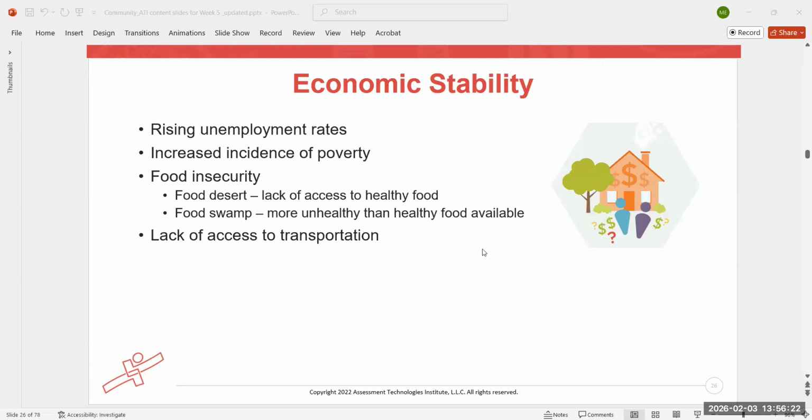Next piece being economic stability. Looking at economic stability, this is going to be directly related to how much access an individual has to resources, such as finances for a living, housing, food, and can they find a job that provides a livable wage? There are rising unemployment rates and an increased incidence of poverty. This can have a direct impact on food insecurity as well, like understanding for an individual where they are going to find their next meal.